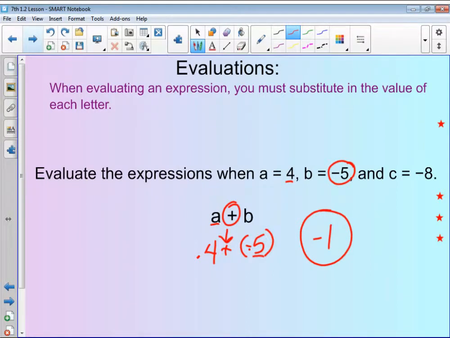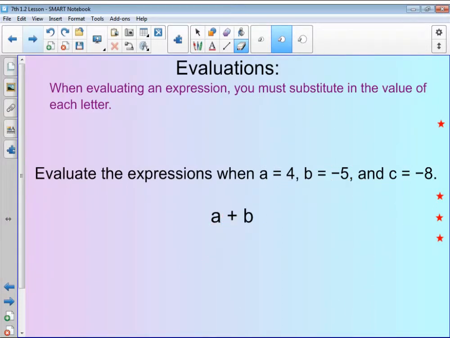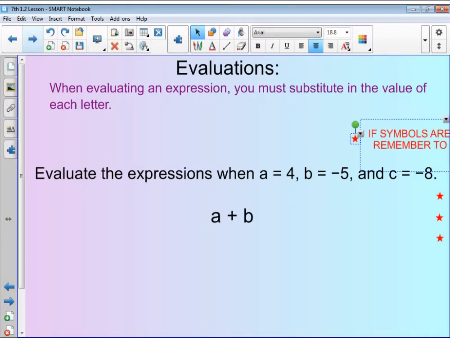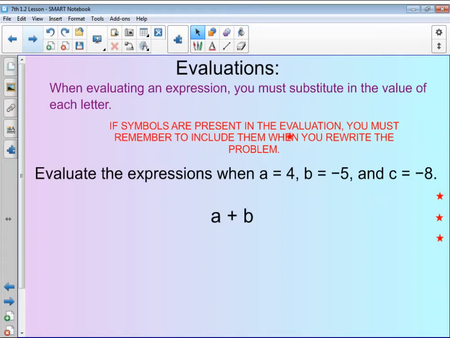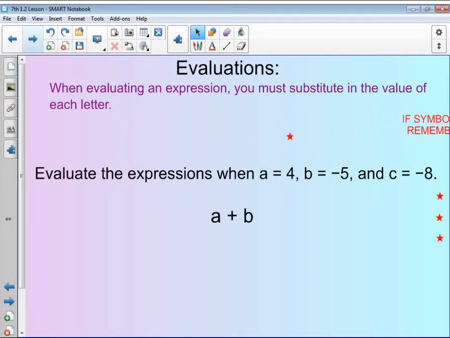So we're adding one step to what you were just doing, and that's substituting in the number for the letter. And they're going to tell us what the number is for each letter. We don't have to solve that right now. As we get older, we might have to solve and find out what a certain letter is. Just remember, if symbols are present, you have to keep those there.